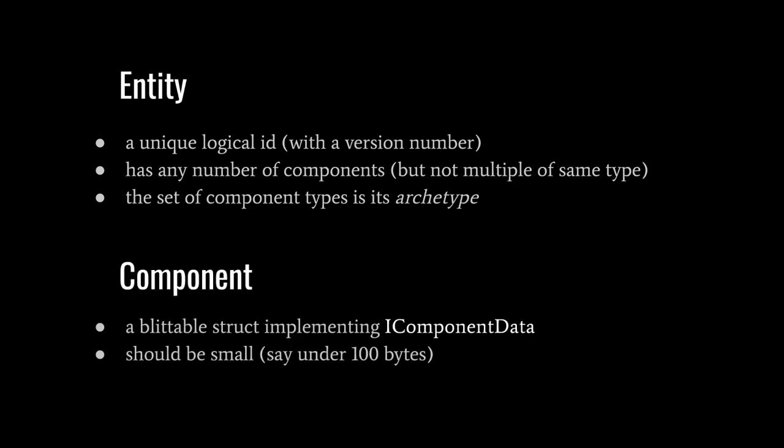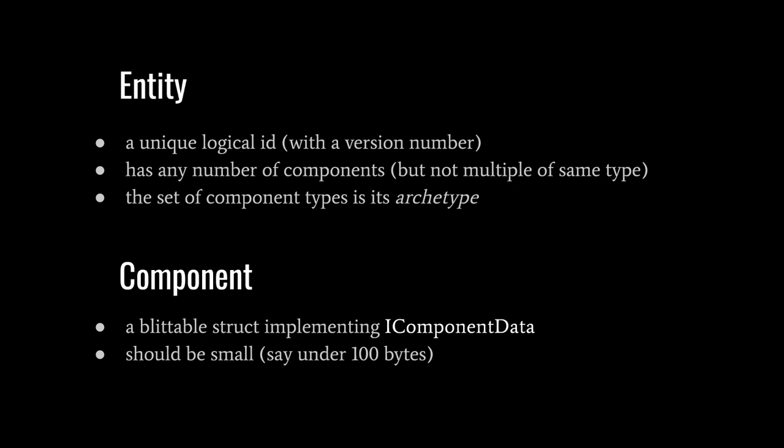A component type is defined as a struct which implements interface IComponentData. This interface has no methods, it simply marks a struct as a component type. The struct must be blittable, which in short means that it cannot have any reference type fields, including strings. While there is no hard size limit, it's generally best to keep component types small, say under 100 bytes. So rather than bundle many fields into a single component type, it's usually better to split them into very small component types with just a few fields.